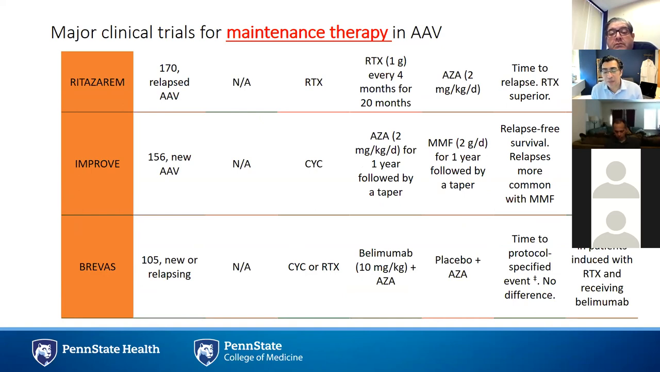And then these patients who had induction with rituximab got rituximab 1 gram every 4 months for 20 months as compared to azathioprine, and rituximab was superior in this trial as well. Improved trial, 156 new patients with ANCA-associated vasculitis, induction with cyclophosphamide, maintenance, the intervention was azathioprine. I think this was the older trial, as compared to MMF for 1 year.